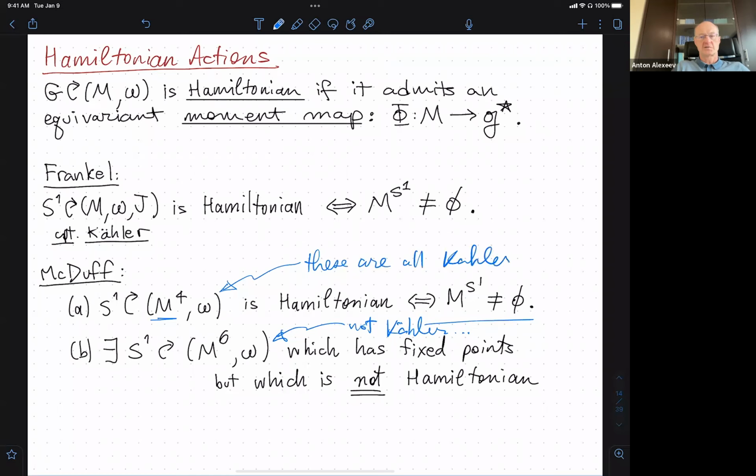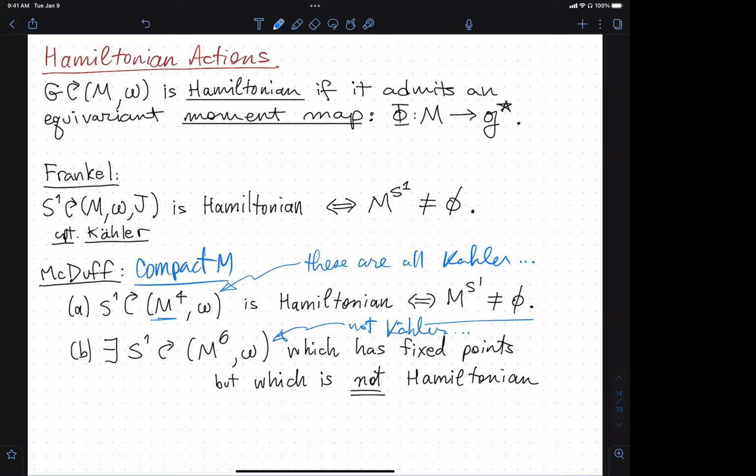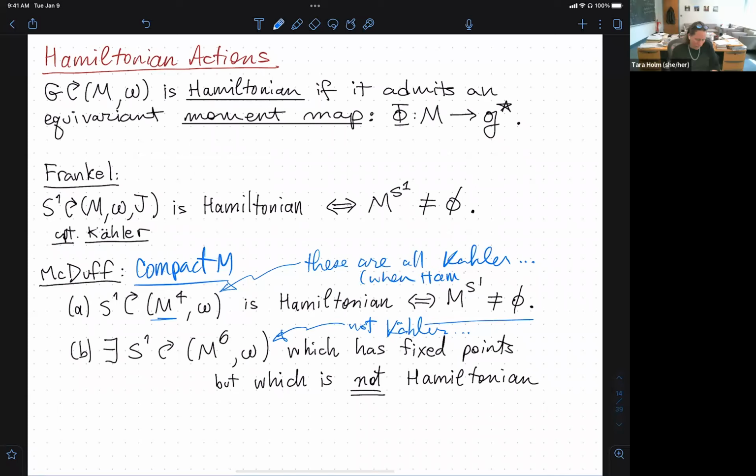Tara? Yeah. Just a possibly stupid question. Are they assuming any compactness at all? Thank you. Yes, this is compact. Okay, thanks. Tara? Yeah. When you say these are Kähler, you mean when it's Hamiltonian or general? When it is Hamiltonian. Okay. Thank you.